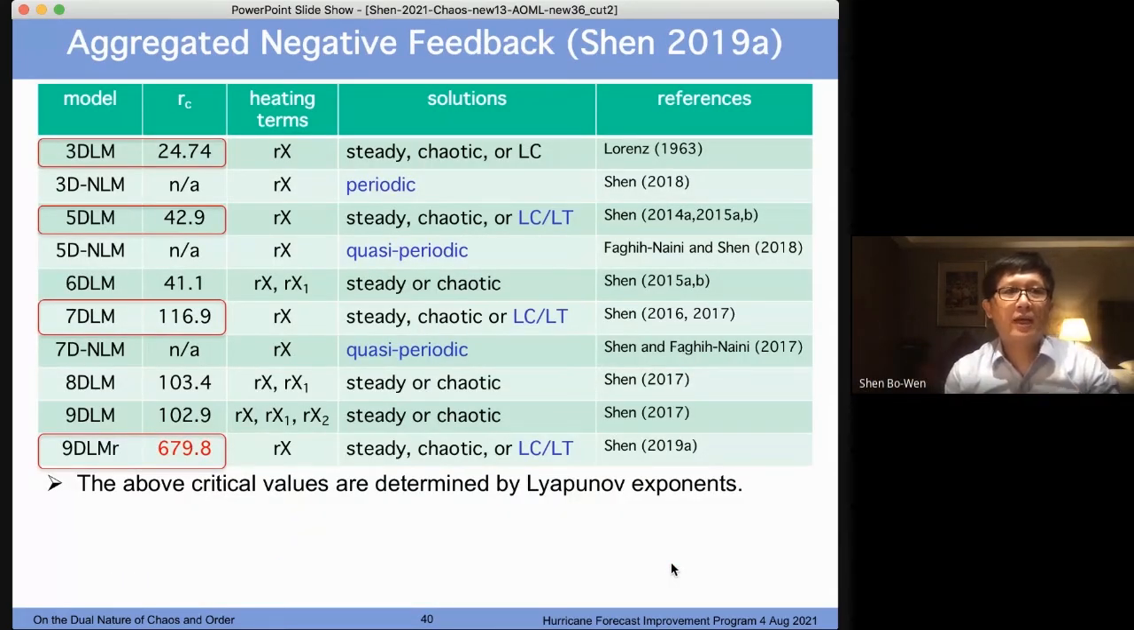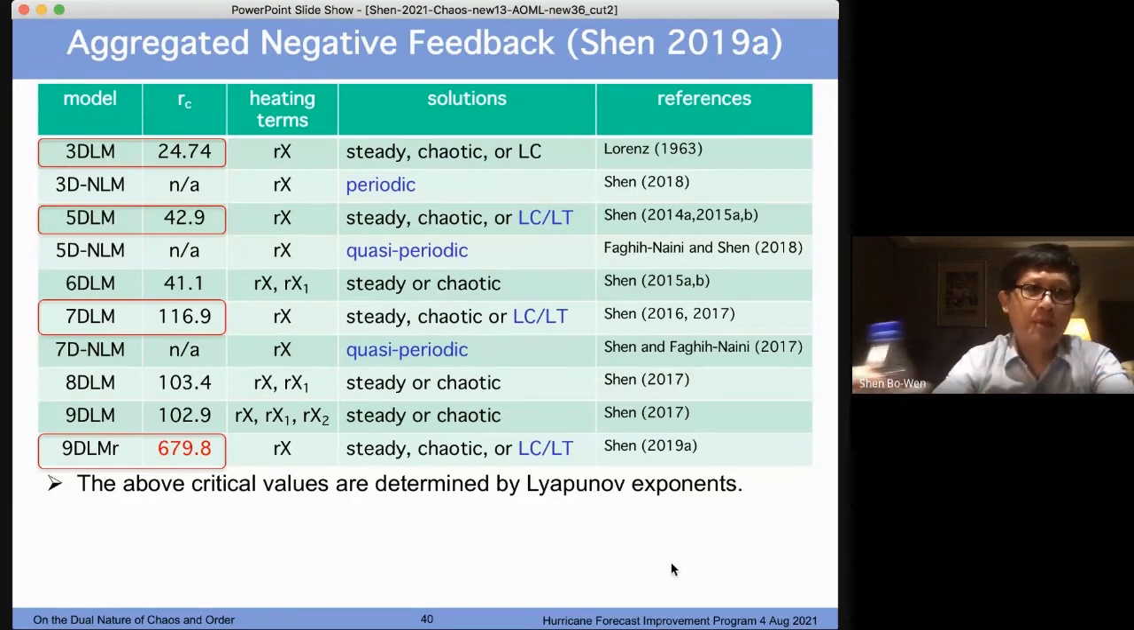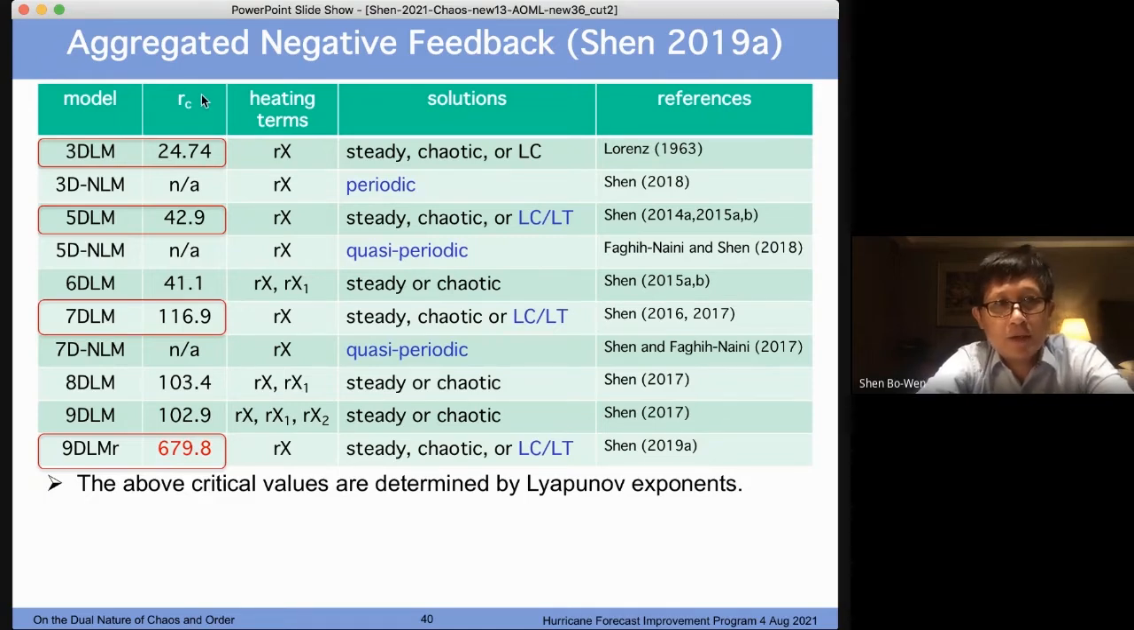The so-called aggregated net feedback has been discussed using mathematical equations in the paper. Here we simply present the result. The first column indicates the number of modes. The second column indicates the values of Rc. Rc represents the critical value of a heating parameter for the onset of chaos. Rc is determined based on the analysis of the polynomial exponents.